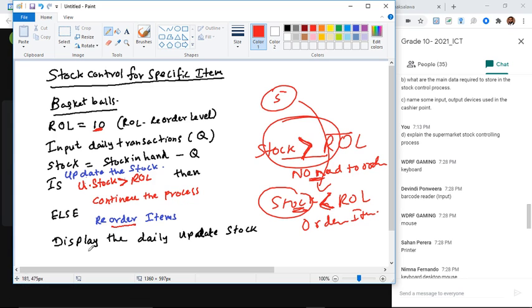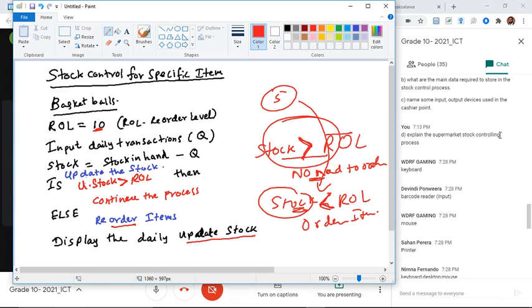Right? ඊට පස්සේ display the daily updates. Daily updated stock එක අපිට පෙන්වන්න ඕනේ. Manager කෙනෙක් විදිහට මම end of the day I have to know how many items are available. So this is the process of the supermarket නේද? Explain the supermarket stock controlling process.